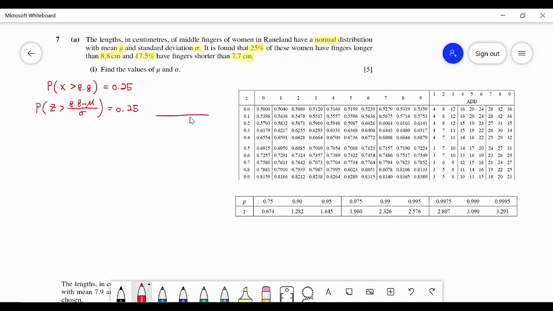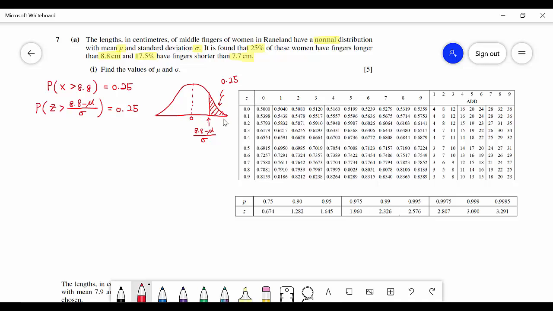Okay, so from here, if you try to draw a graph, the normal graph, you can figure out how your graph will look like and what is the value for z. So 0.25, and you see the greater sign here, and this is a small value, which means that your z should be somewhere here. So this is your z, which is 8.8 minus the mean divided by standard deviation. And they say greater than this value, so greater than this value means this area, and this area is a small area, which is 0.25. So this is how my graph looks like.